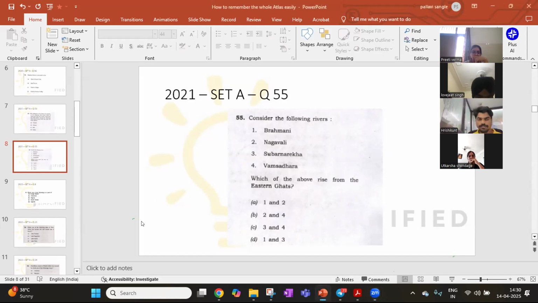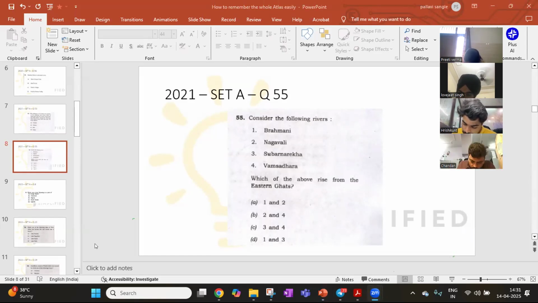Okay. Then we are doing Narmada. Okay, Narmada done, Tapi. Tapi done. Okay. Then Godavari.